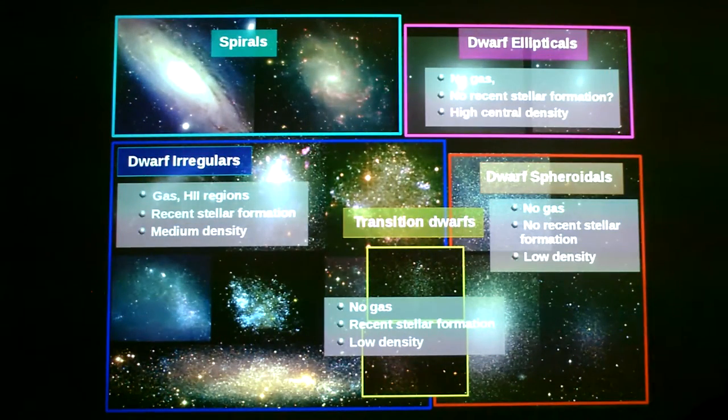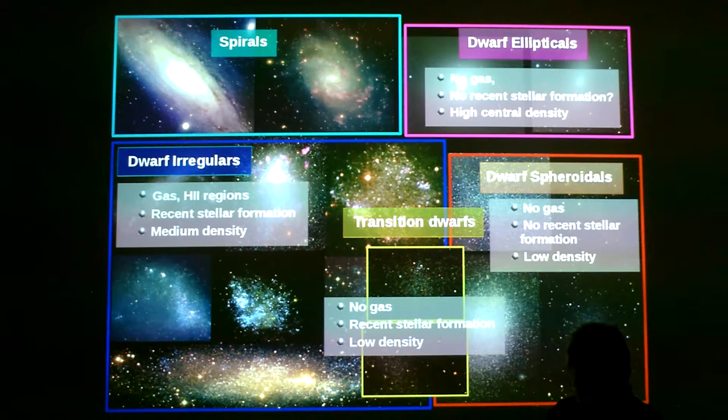So these are the characteristics of each type. Dwarf ellipticals, I'm going to avoid the spirals, have no gas, no recent star formation, and high central density. I'll put a note here because in some of them, like M32, we have discovered a stellar population of 2 gigayears old, probably because of some kind of interaction with M31. And we also have dwarf irregulars with gas, HII regions, recent star formation and medium density. Transition galaxies share characteristics between irregular and spheroidal: little gas, no recent star formation, and low density.